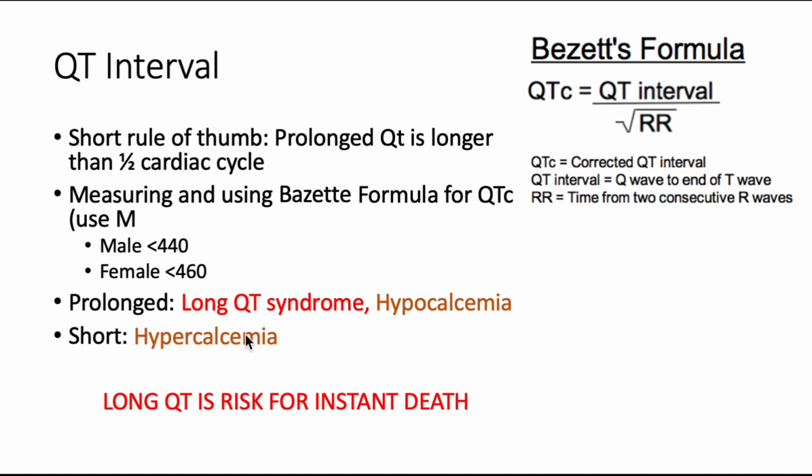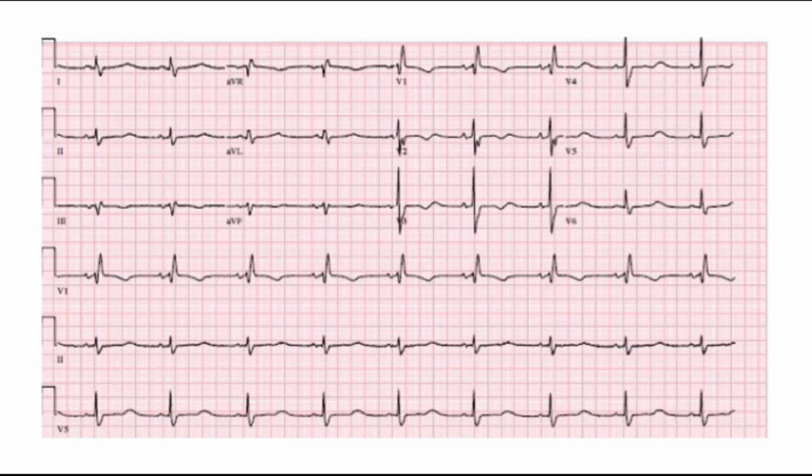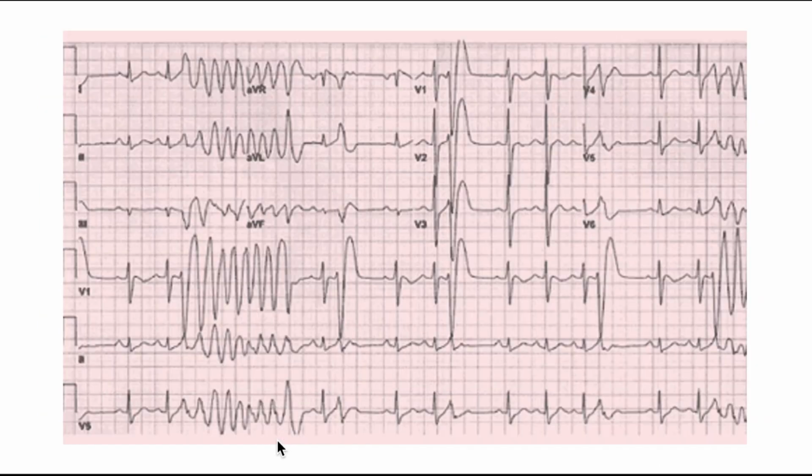Other changes in the QT interval are going to be things like changes in your calcium, because calcium is necessary for the repolarization of the ventricles. So looking here, it's pretty obvious from just looking at it. Look at how many large boxes, 1, 2, 3, almost 3 large boxes for that QT interval. This is our long QT syndrome.